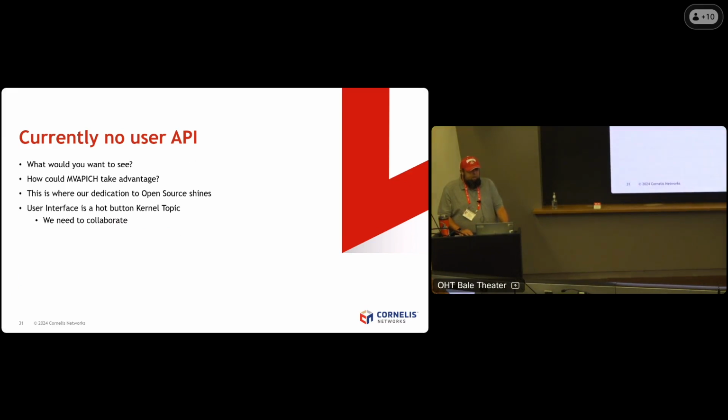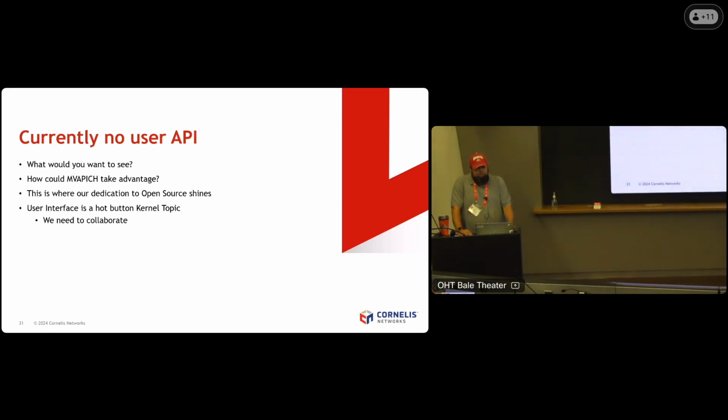How could MPI take advantage of these receive side mapping rules? What could we do with this, and what would that look like? What would the interface look like to be able to use that? This is where our dedication to open source shines. We really do want to hear from users and understand what would be useful to be able to exploit these.